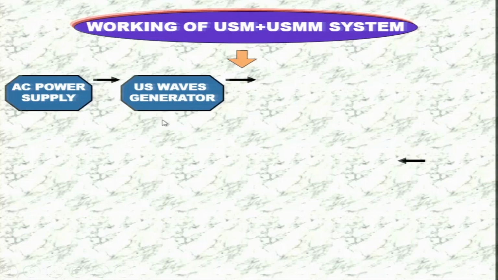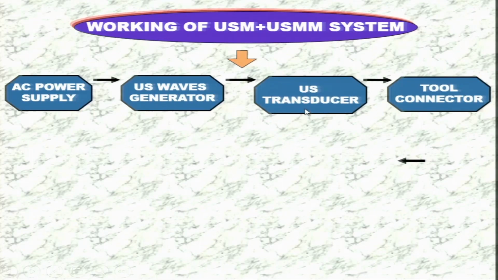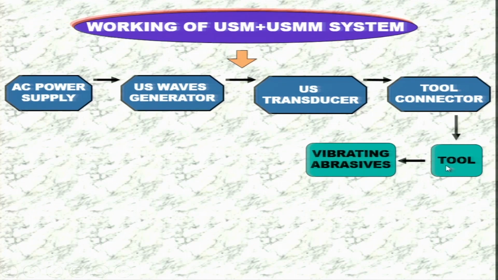AC power supply, ultrasonic wave generator, then you have ultrasonic transducer, tool connector is there to the transducer, and then you have the tool, and the tool is vibrating at ultrasonic frequency, and beneath the tool and above the workpiece surface slurry is there, and that slurry is having the abrasive particles, thousands and thousands of abrasive particles. So those abrasive particles get vibrated because of the vibration of the tool.